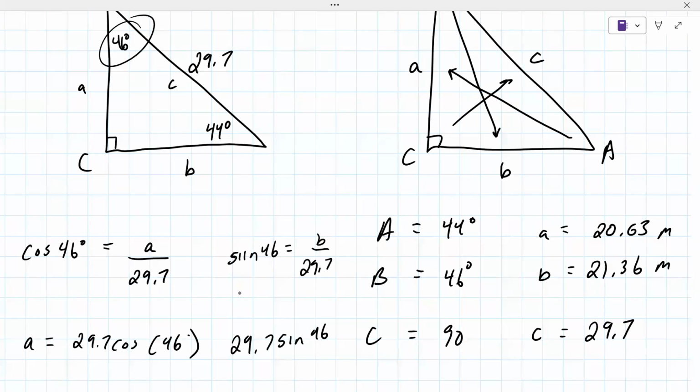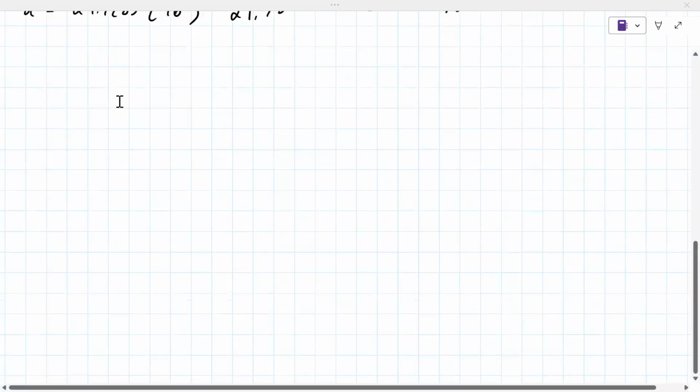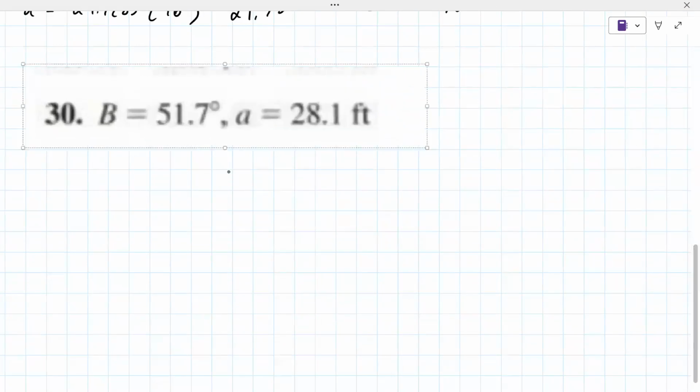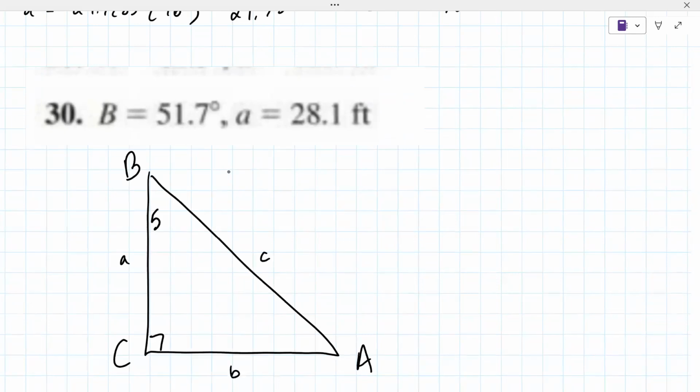Okay. Any questions on that? No, I just needed that clarification, but I'm all good on that. All right. Let's maybe not do the next one, but we'll just set it up. Do 30 here. This is little c, little a, little b. So this is 51.7 degrees. Little a is 28.1.